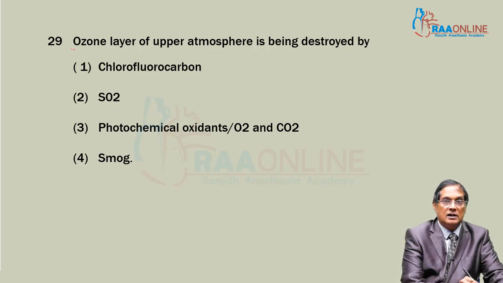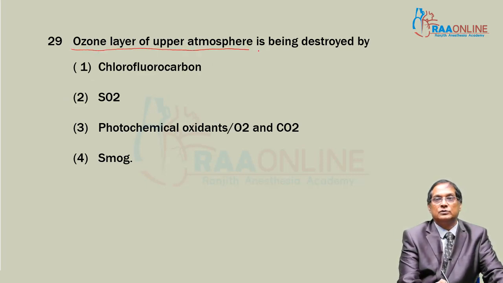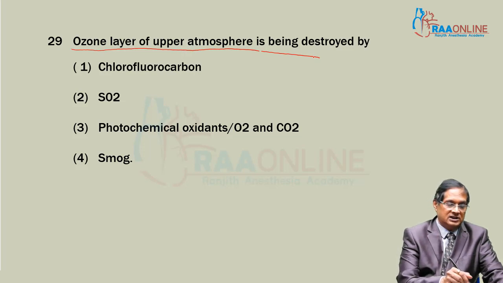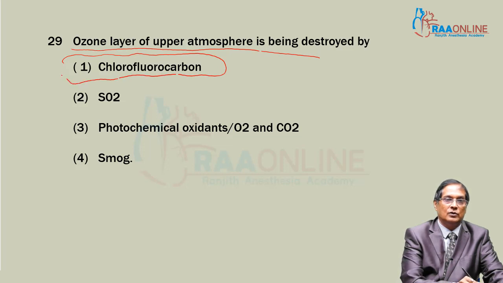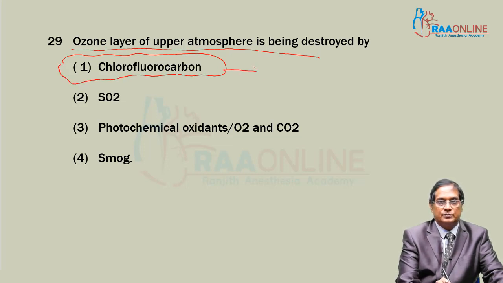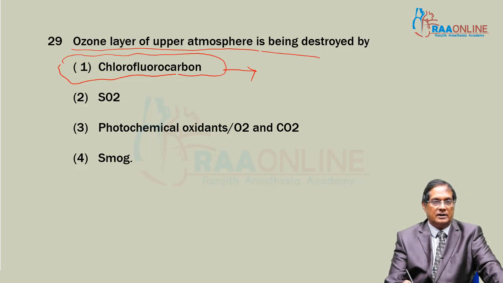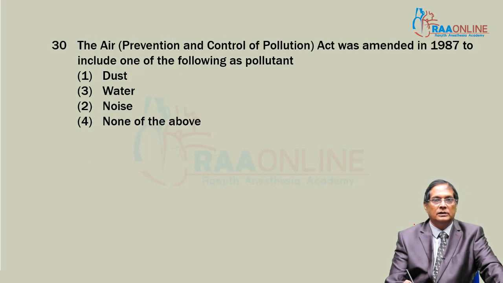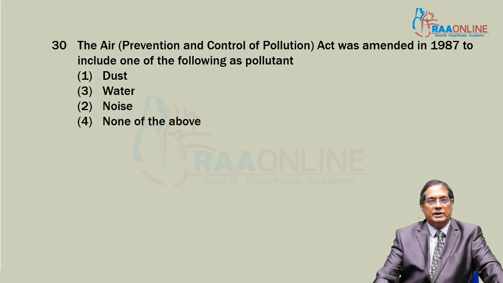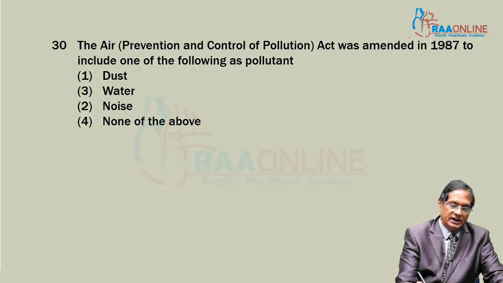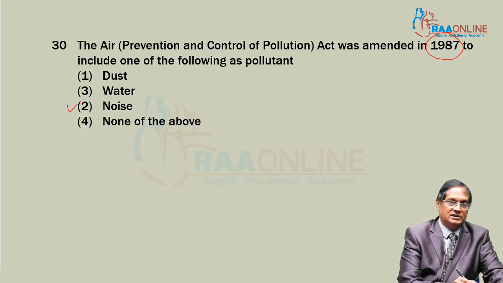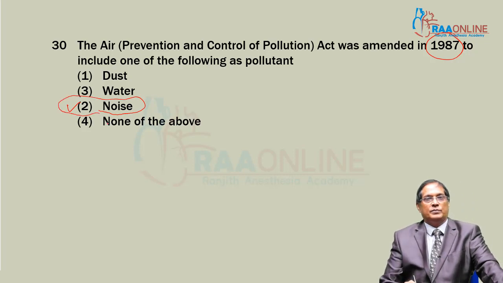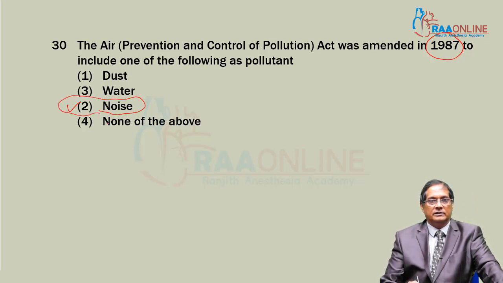The ozone layer of the upper atmosphere is known as good ozone. It is destroyed by ozone depleting substances like chlorofluorocarbon. Chlorofluorocarbon is responsible for depletion of the ozone layer. The Air Prevention Act was amended in 1987, and in this case noise as an air pollutant is included.